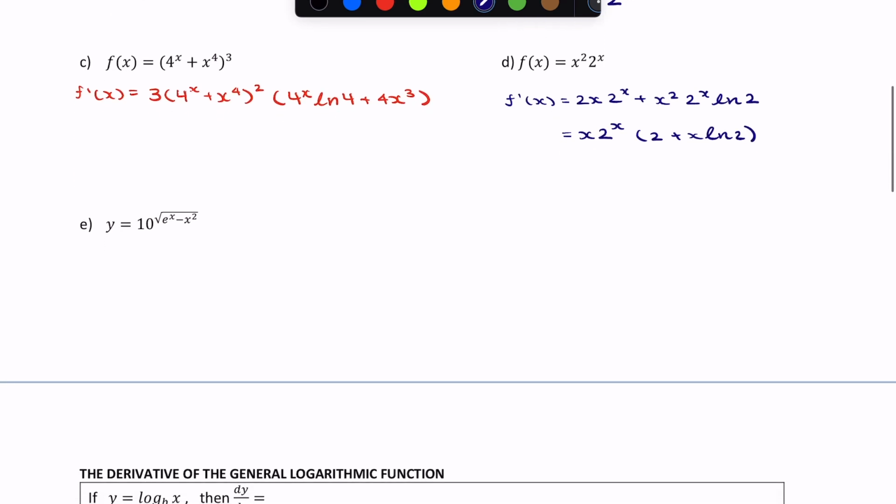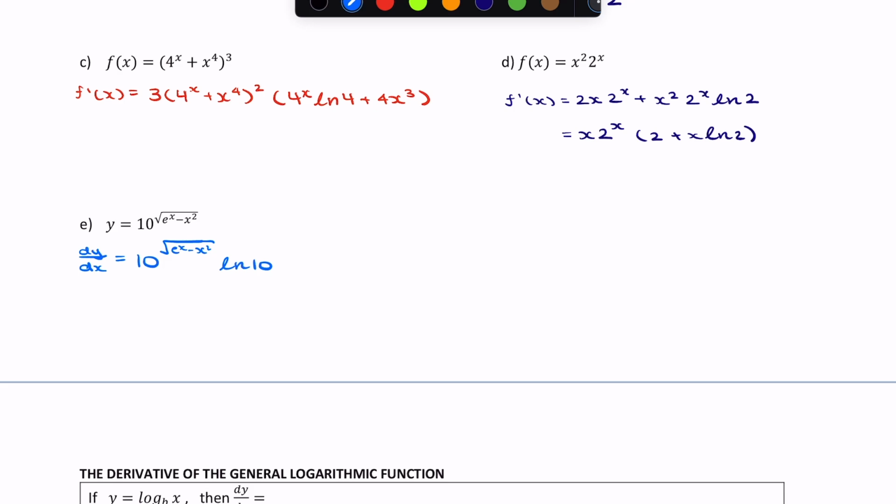Okay, let's look at this last example here. We have y is equal to 10 to the power of square root of e to the power of x minus x squared. So here we have dy over dx is equal to, so again, we're using the same idea. We have 10 to the power of square root of e to the power of x minus x squared. And here we have ln 10. And then we have to derive the inside.